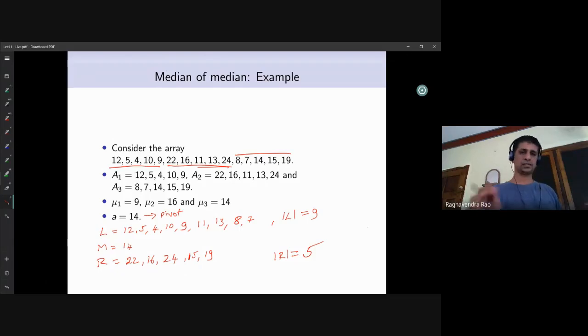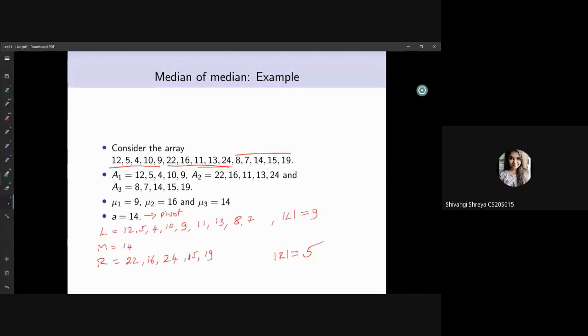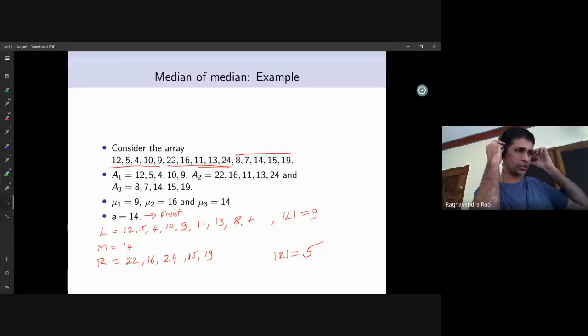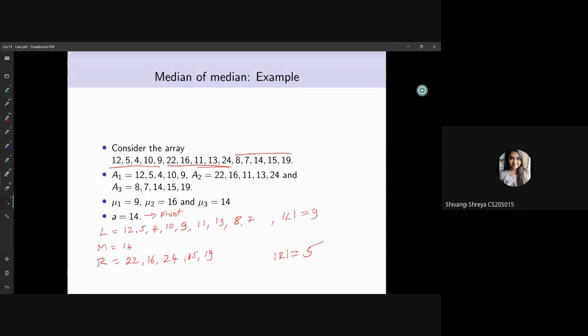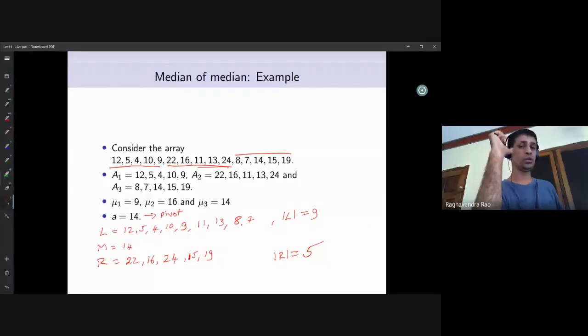Sir, in the left part, we have to do all the steps once again, right? Yes. So there are 2 recursions. One is on the medians, the array consisting of medians, and the second is either L or R, depending on the value of K. So there are 2 recursive calls here.